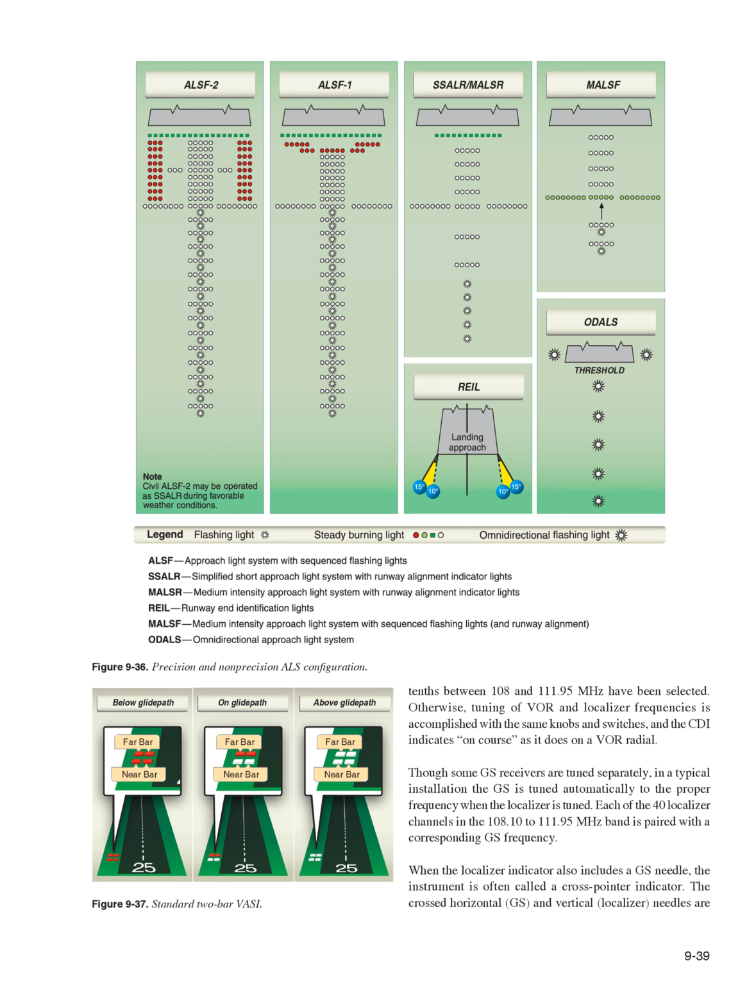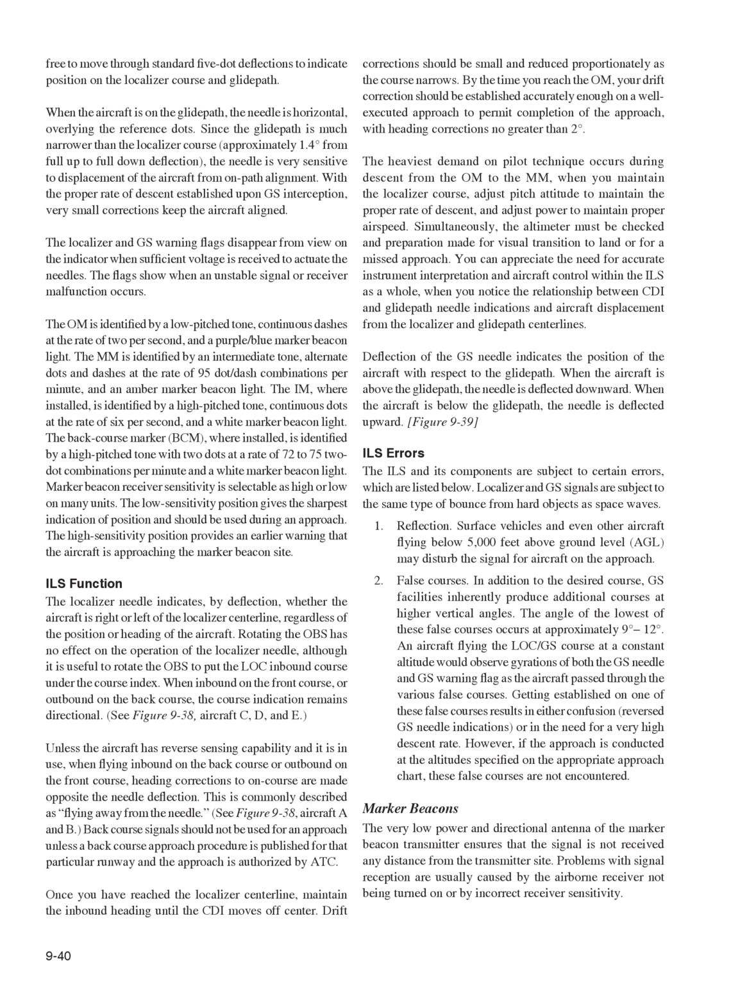Though some GS receivers are tuned separately, in a typical installation, the GS is tuned automatically to the proper frequency when the localizer is tuned. Each of the 40 localizer channels in the 108.10 to 111.95 MHz band is paired with a corresponding GS frequency. When the localizer indicator also includes a GS needle, the instrument is often called a cross-pointer indicator. The crossed horizontal GS and vertical localizer needles are free to move through standard 5-dot deflections to indicate position on the localizer course and glide path.